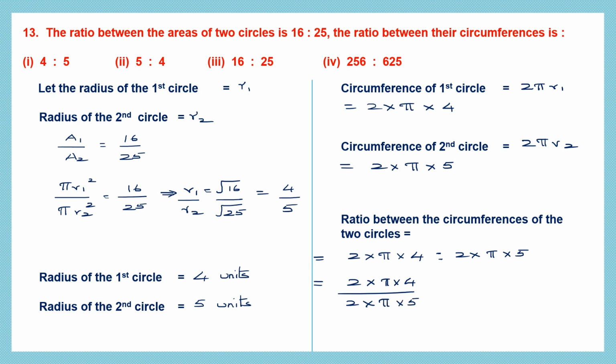Now let's cancel here. We can cancel 2 and we can cancel the pi's. So what is left is 4 by 5, and let's write this in the form of a ratio. So that will be 4 is to 5. So 4 is to 5 is our answer, and that is option 1, 4 is to 5.